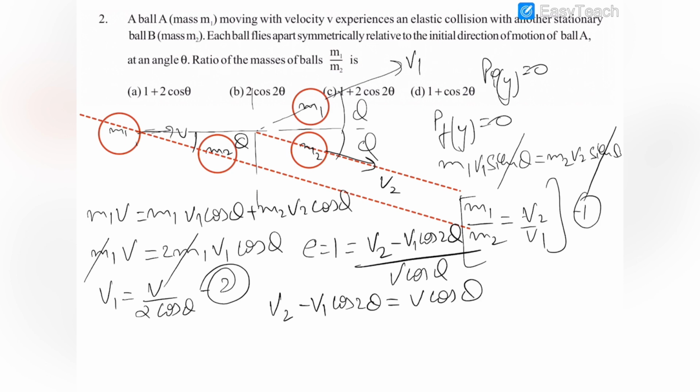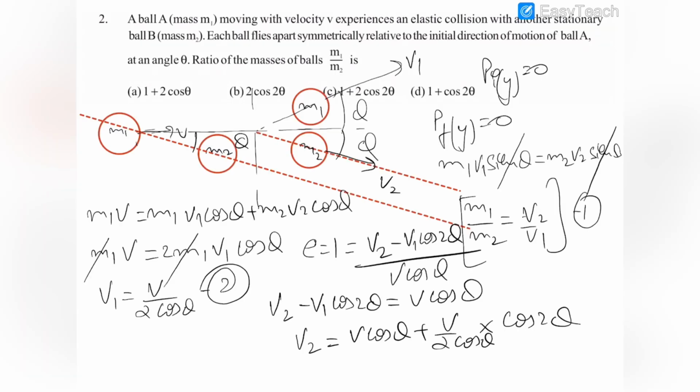We have already calculated the value of v1 and we can substitute it here. So v2 will be equal to v cos θ plus v1, which is (v by 2 cos θ) into cos 2θ. I have substituted the value of v1 here. Now we have to find out the value of v2 by v1. In fact we have to find m1 by m2, so m1 by m2 is v2 by v1, whereas v2 is this one.